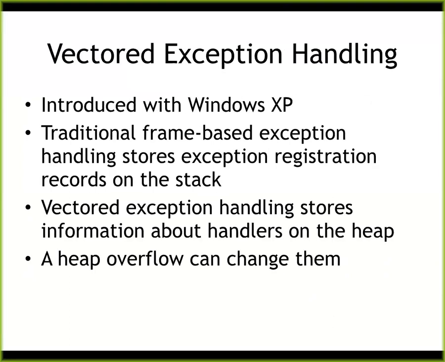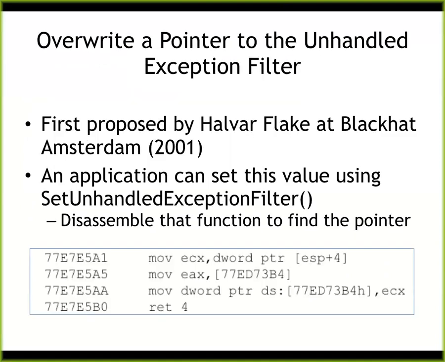Vectored exception handling was something added in Windows XP, and this stores information about handlers on the heap. So it creates another vulnerability. And here's the one where you go to the unhandled exception filter. An application can set this value here, and the way you do all this, which we've definitely done in the other classes, is you use WinDebug, and you can debug the Windows kernel, and you can list all the API calls. We do it in the malware analysis class, and you can just look at the code.